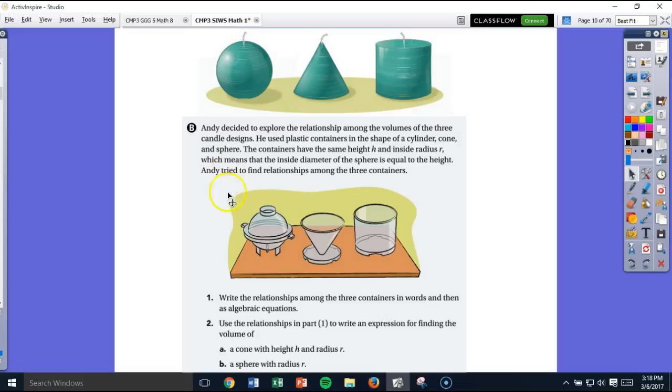So then Andy wants to find these relationships. If we look at these three things, what can we compare for volume? Is the sphere the same volume as the cylinder or the cone, or are they portions of one another? Okay, and then go ahead and come up with the equations. And part two is use the relationships in part one to write an expression for finding the volume of a cone with height h and radius r, and a sphere with radius r. So we want to find those two equations as well.